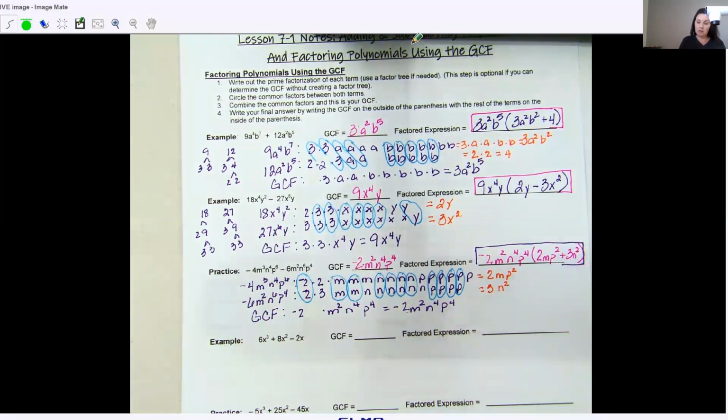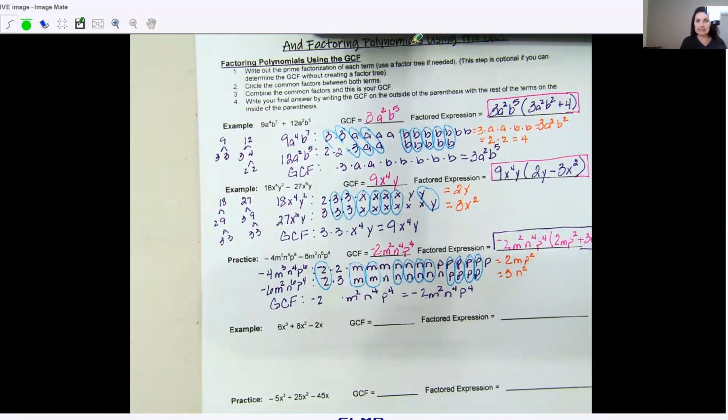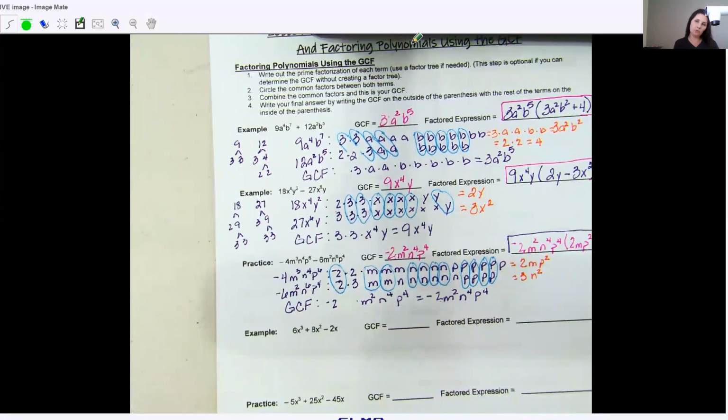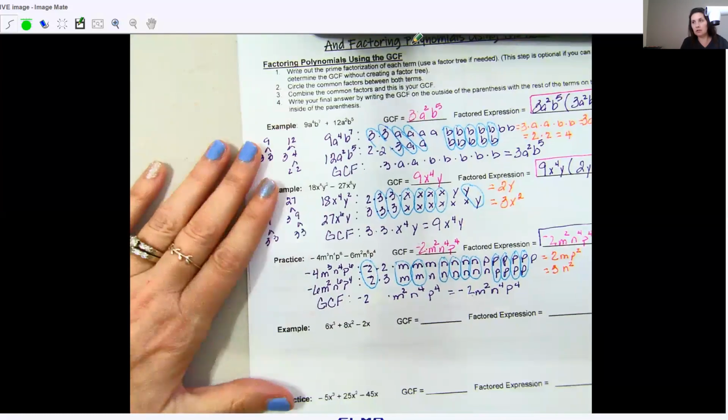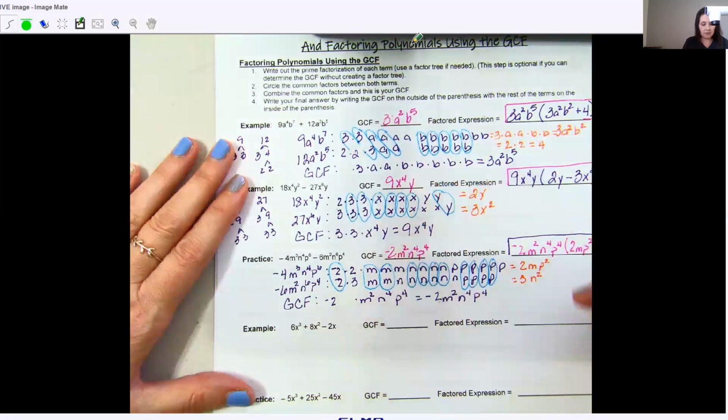All right, let's do this next example. Now I'm going to show you the easier way. But if you prefer to do it the way up here, that's fine too.